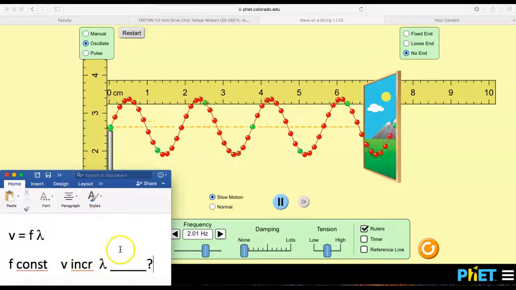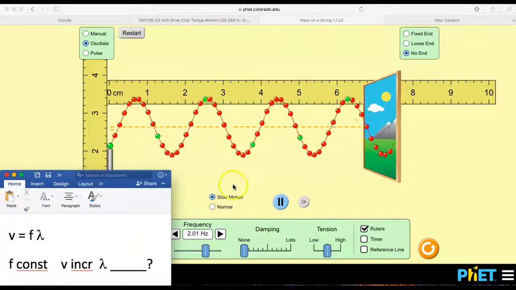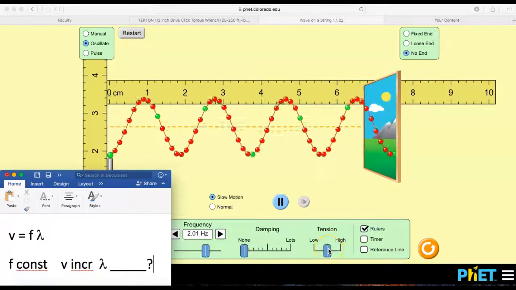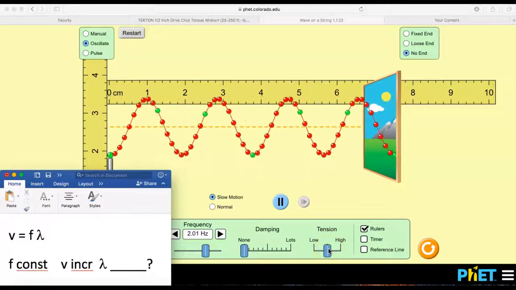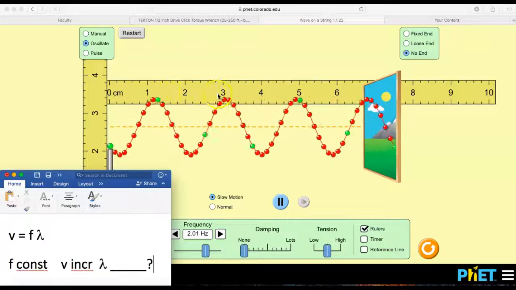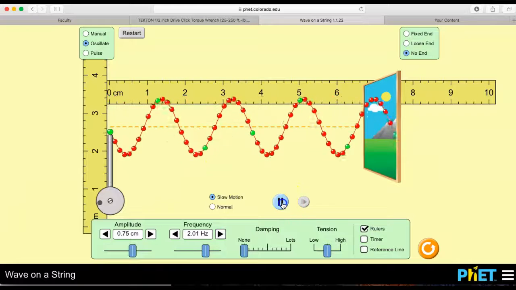What will happen to the wavelength? And you can look at this and think and predict it for yourself. How do we increase the speed? Well, if you remember what I said in the notes, we increase the tension in a string or spring and the speed will increase. So first let's get an idea of the speed here. Move the cursor along with it. You can move your finger along with it and get an idea of the wavelength.